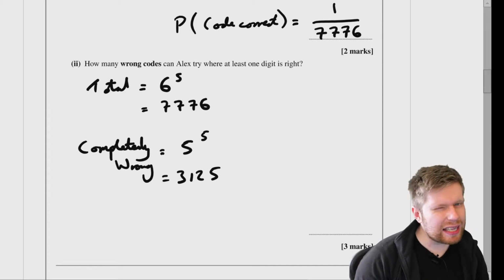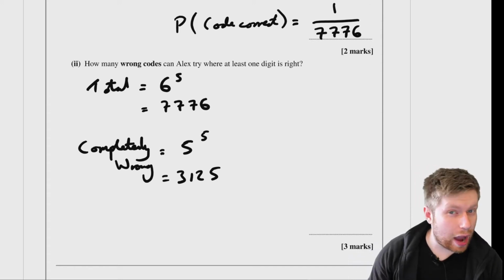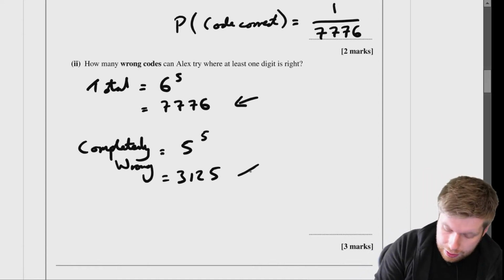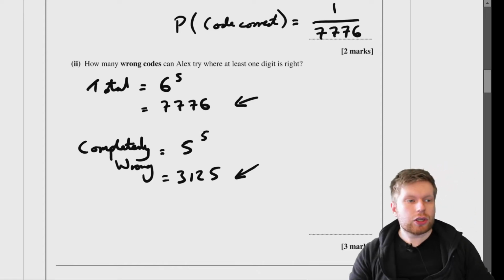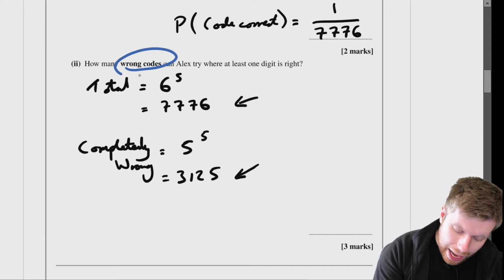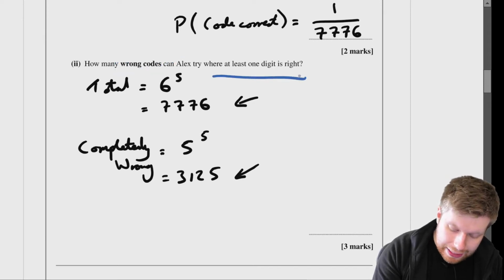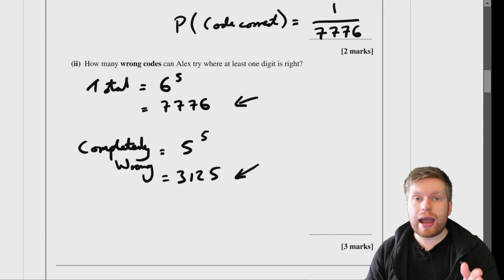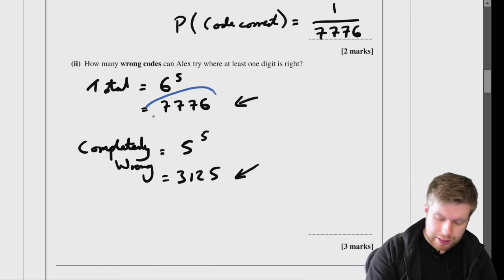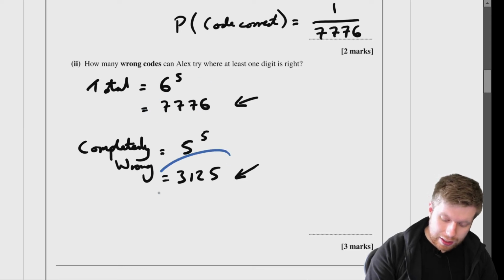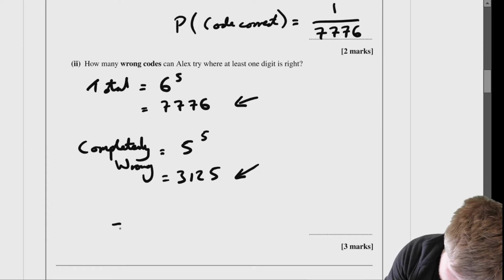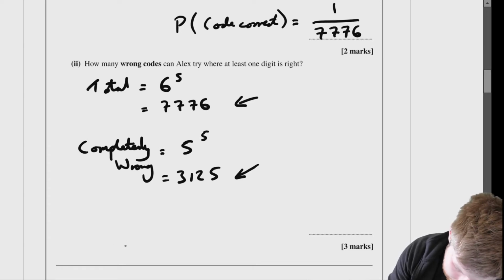Now, how many codes are completely correct? Because if you think about it, this is the total number of codes. This is the number of completely wrong codes. So what I'm going to go for here is a similar kind of thing to what I did in question 1. Because I don't know how to calculate the number of wrong codes where at least one digit is right directly, I'm going to do it like the complement. So I'm going to say, this is the total number of codes, 7,776. These are the number of codes I don't want, so I'm going to take them away from each other. So I'm going to start off with 7,776.